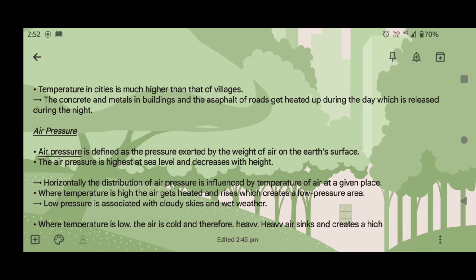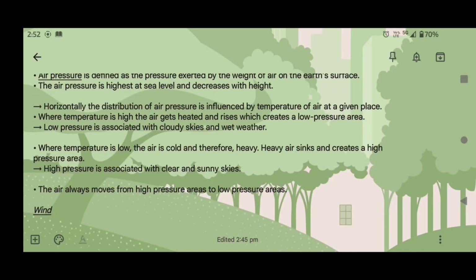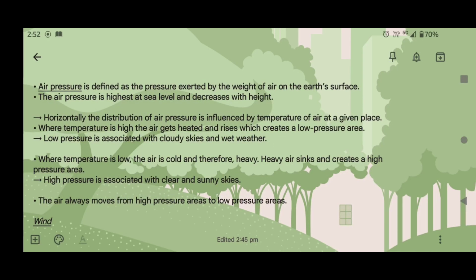Temperature in cities is much higher than that of villages. The concrete and metal in buildings and the asphalt of roads get heated up during the day, which is released during night. Air pressure. Air pressure is defined as the pressure exerted by the weight of air on the Earth's surface. The air pressure is highest at sea level and decreases with height.